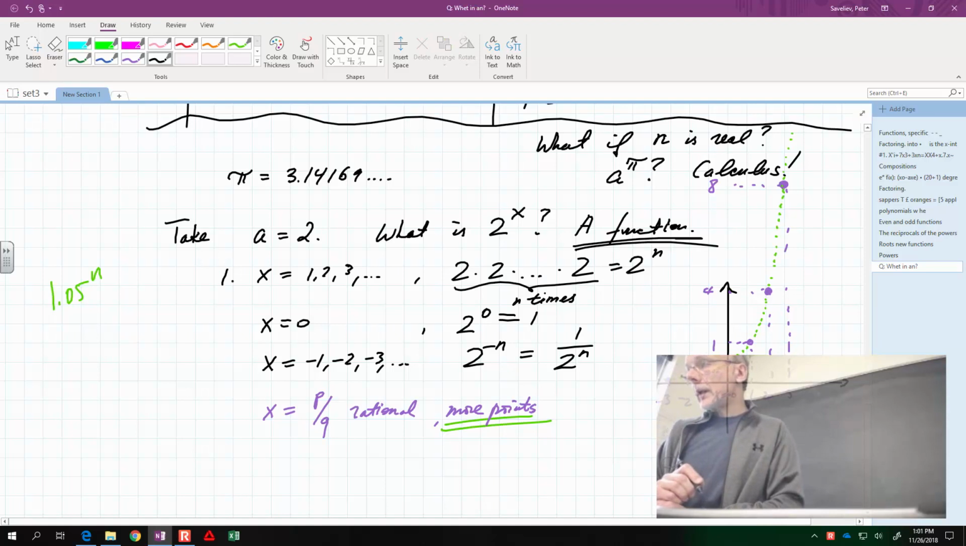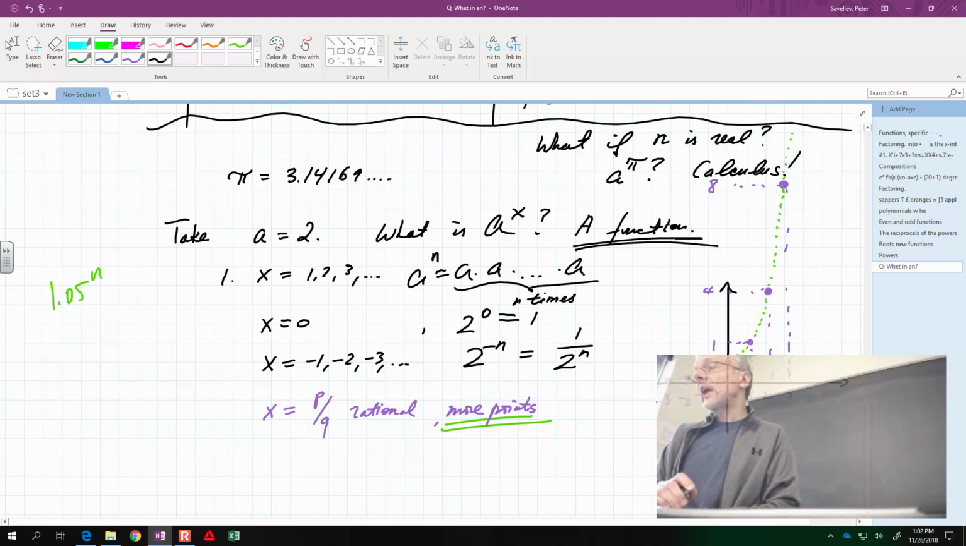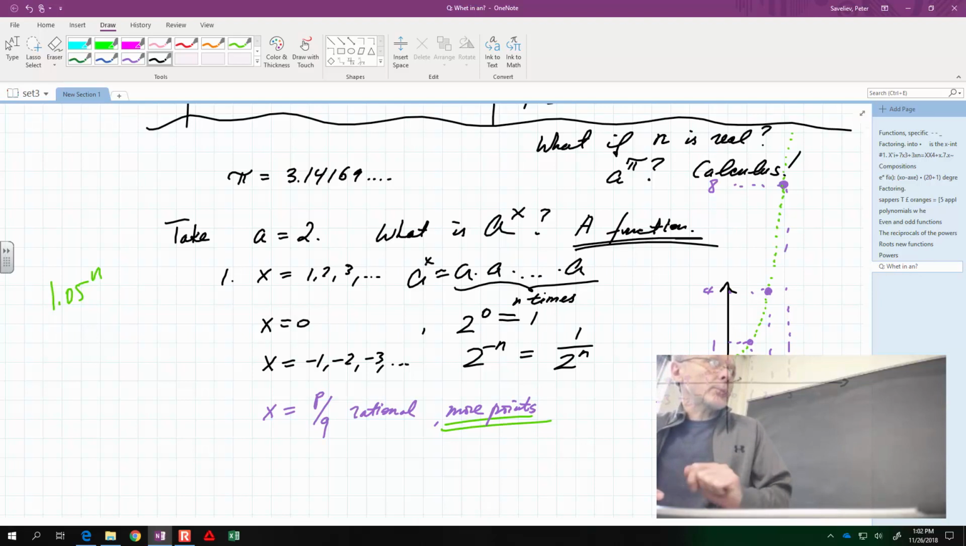Convention number one: what is the meaning of 2 to the n? The meaning of it is that you repeat multiplication by 2 n times. Well, let me put an a there just so that we don't have to deal with 2 every single time. So suppose a: you multiply by a n times. That's the meaning of a to the nth power. Let's put x here. So we're talking about a function of a real variable. So the input is a real variable.